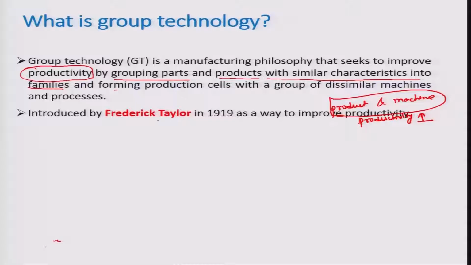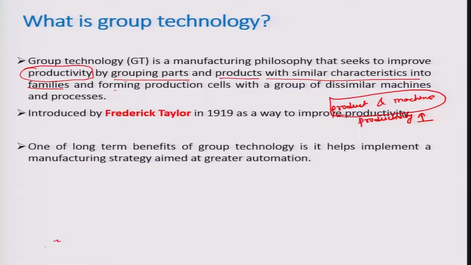This was first introduced by Frederick Taylor in 1999 as a way to improve productivity. One of the long-term benefits of group technology is that it helps implement a manufacturing strategy aimed at greater automation. Using GT, you can transform your industry into an automated one. That is the requirement of the 21st century: automation.